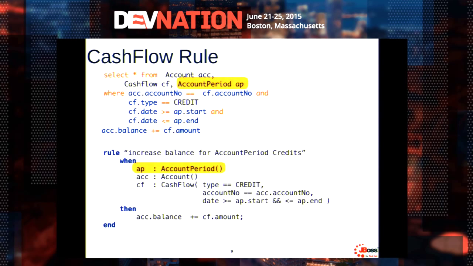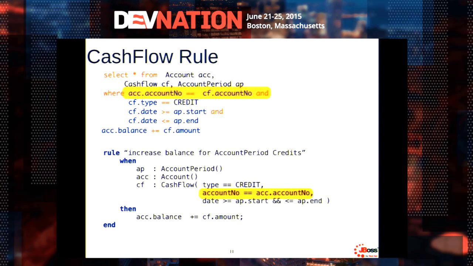And same for the account period. And here we have a literal constraint inside of rules, inside of DRL. The constraint is inside of the pattern. In SQL, it separates the selection of the object type or the table from the constraints, whereas we put them together. But the behavior is the same.